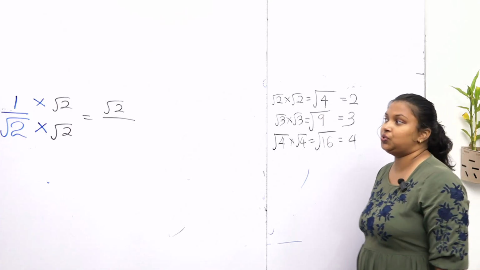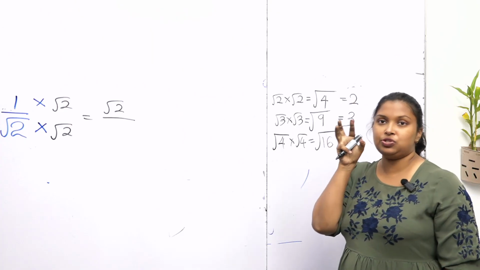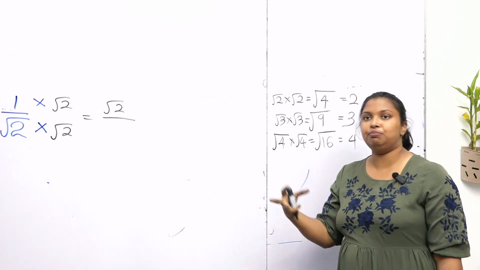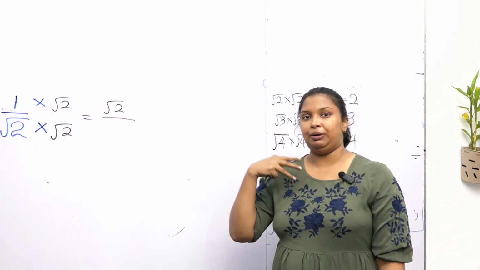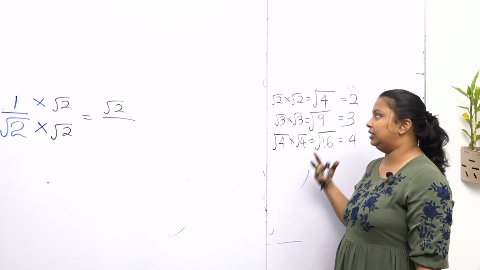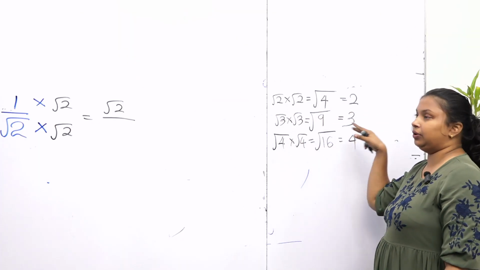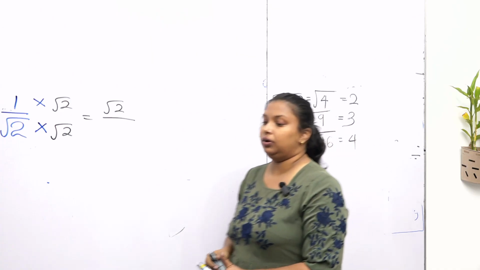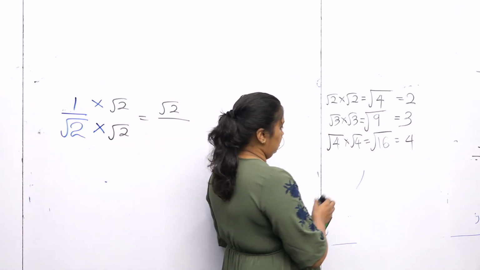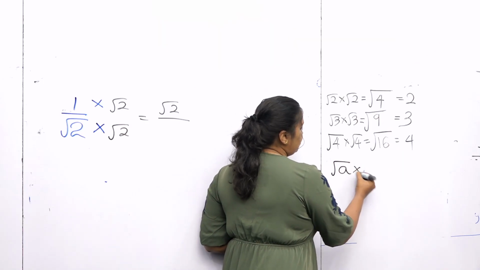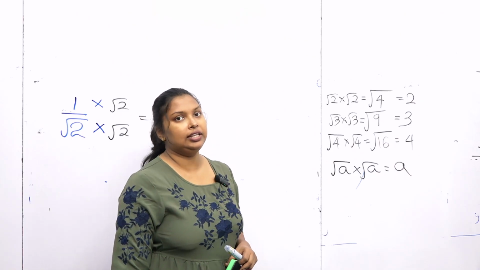Clear? Right? So, for the square root of any value, when you multiply it by the square root of the same thing, then we get the value without the root. Clear? Root 2 into root 2, 2. Root 3 into root 3, 3. Root 4 into root 4, 4, like that. Okay, so you can have a note like that if you don't know this fact. So if it is root a times root a, what is the answer? A. If it is root a times root a, the answer is a.